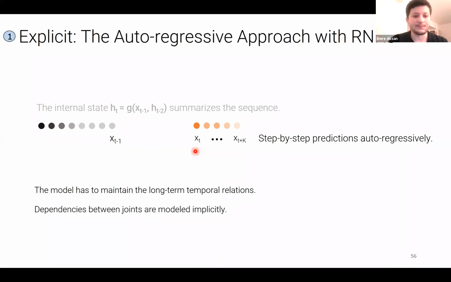So we unroll it. The problem here is that the model has to maintain long-term temporal relations. All of the temporal information is summarized into our internal hidden state, this context vector, which may not be very accurate and representative. And secondly, since we use pose vectors, everything is flattened. We no longer keep the skeletal information. The dependencies between the joints have to be modeled implicitly. So the model has to spend some of its modeling capacity to learn about the skeletal structure.